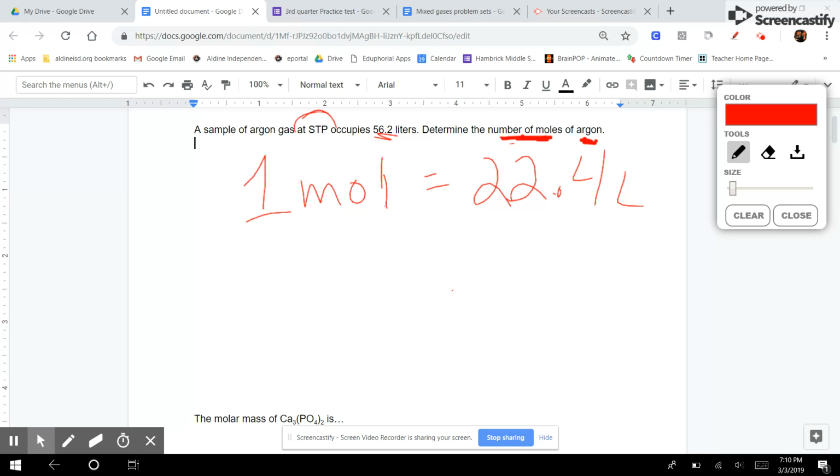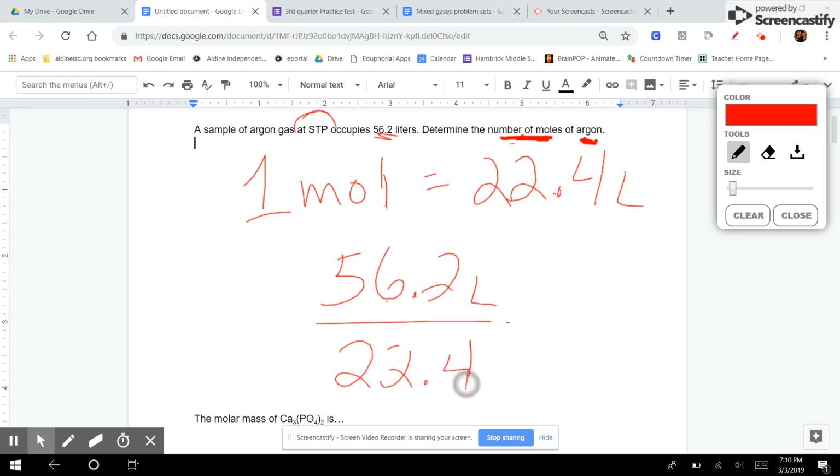So if argon is 56.2 liters, then it's 56.2 divided by 22.4 liters. That will tell you the number of moles. When I actually do that in my calculator, just to double check, that gives me the same answer, 2.5 moles. So you could have also done it that way. Either way is acceptable, just as long as I get work shown.